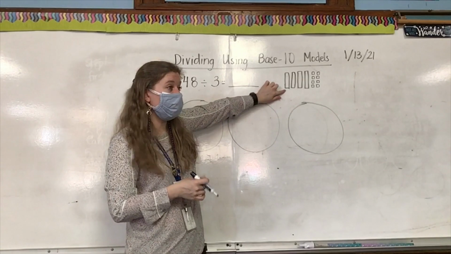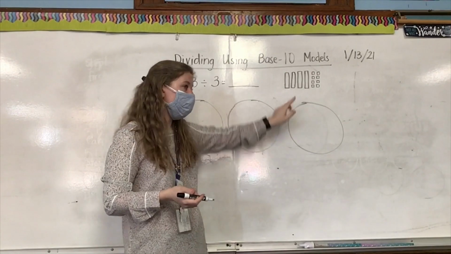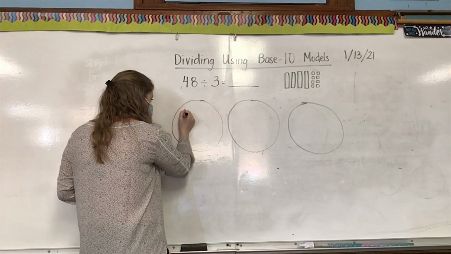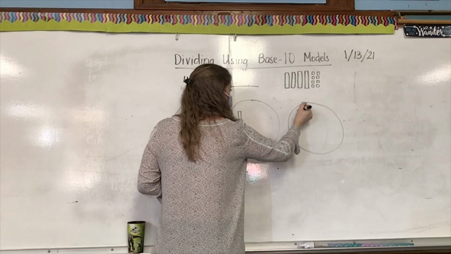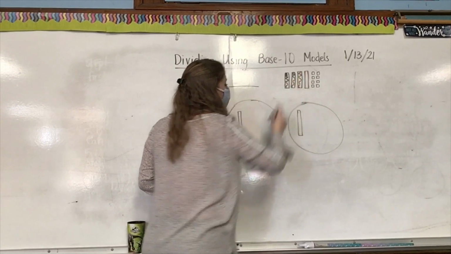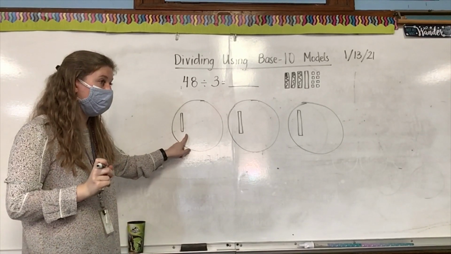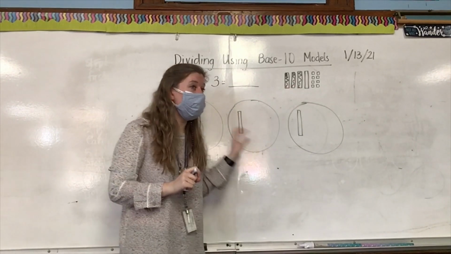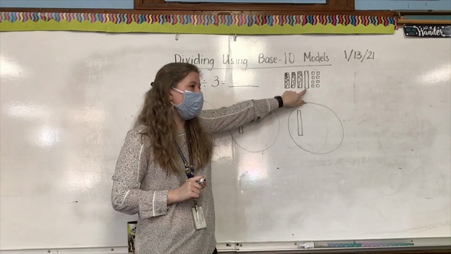Okay? So I need to check first, because what if the very first step I can't do? Do I have at least 3 to go around once? At least 3 tens? Yes, so let's go ahead. 1, 2, 3. Oops, I forgot to shade. 1, 2, 3. Now, before I start going around again, what do I need to make sure of? That I have at least 3 tens left so I can go again. Do I have at least 3 tens left? No. So what happens?